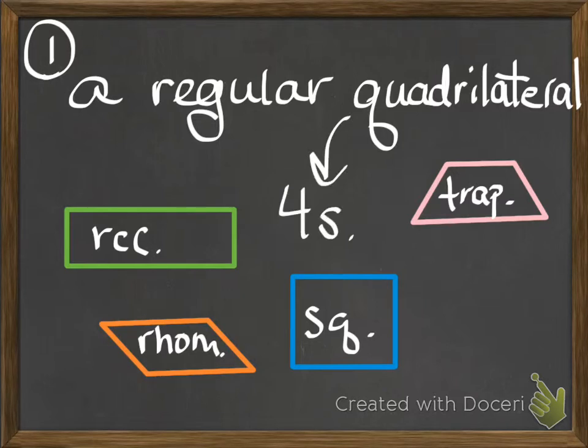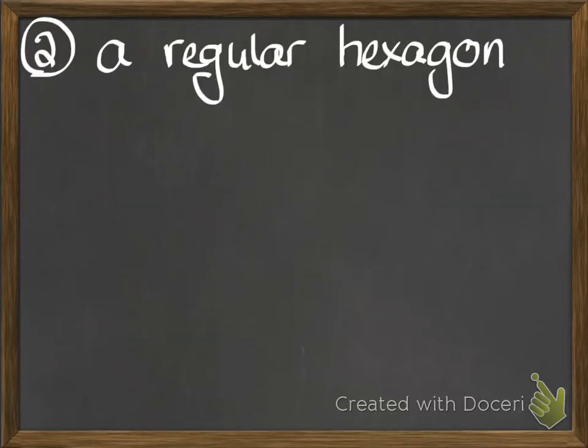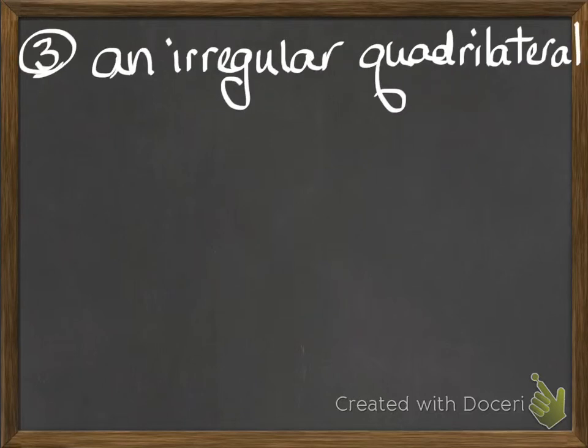Number 2, draw a regular hexagon. Okay, I tried my best to draw a regular hexagon. They should have sides that are pretty much the same, and angles that should be the same as well. Number 3, draw an irregular quadrilateral. So here's my example of an irregular quadrilateral. Now yours might look a little different than mine, and that's fine as long as it has 4 sides, and those sides are different from each other. They don't have any matching pairs.